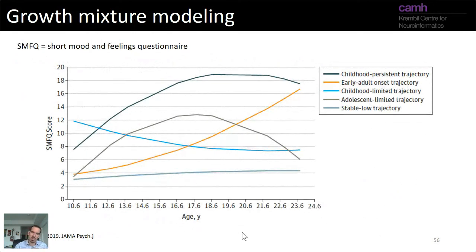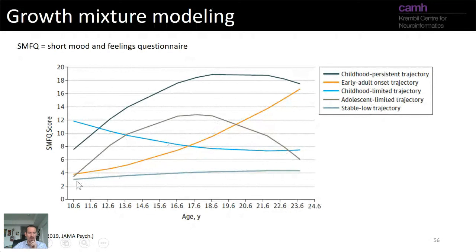How much do responses on this short mood and feelings questionnaire in these children, between the ages of like 10 and 25, change over time? And they came out with these latent groups. These are the latent classes that they identified, which are kind of sets. These are like averages of groups of underlying trajectories: childhood persistent, early adult onset, child limited, adolescent limited, all depending on when, right? At what point in your life do you develop symptoms?